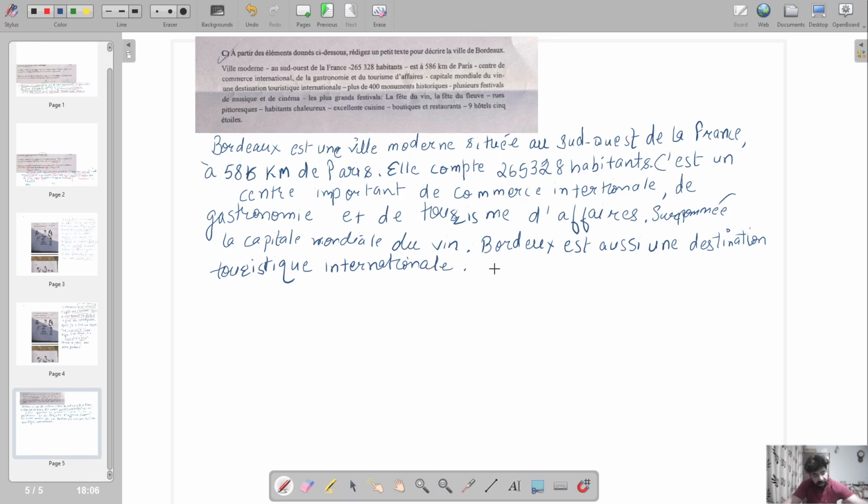So once we have mentioned it's a tourist destination, we have to come to the next where it says it has more than 400 historical monuments. So I will write, on y trouve, so you can find, or there are more than 400 monuments which can be found. So on y trouve plus de 400 monuments historiques.